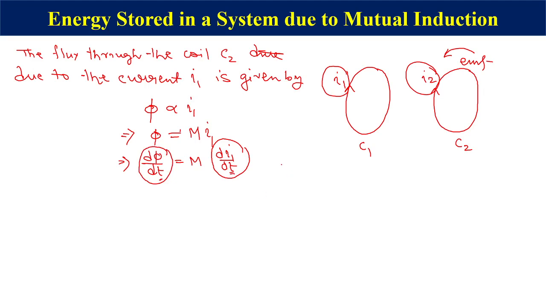Got it? So the change of current is happening in coil C1, and the effect, that means the magnetic flux linked with the coil C2, is getting changed. That means we are doing something in C1 and the effect is being observed in C2. All right, that is basically the concept of mutual induction. That is something we already know.